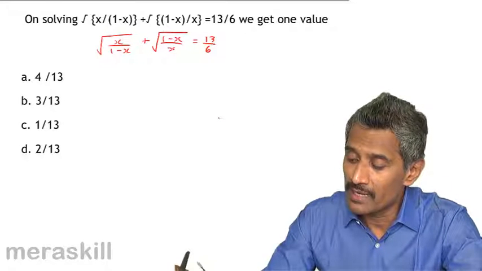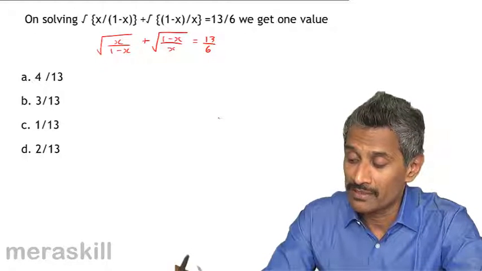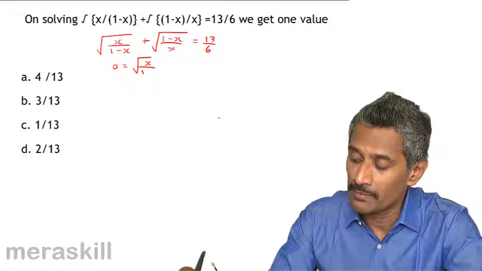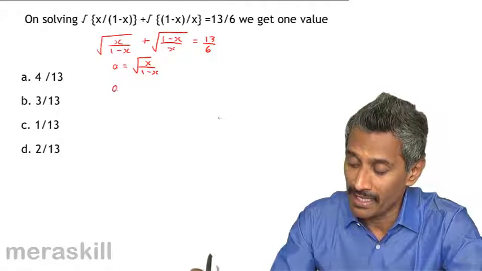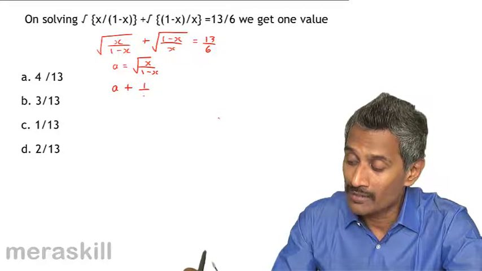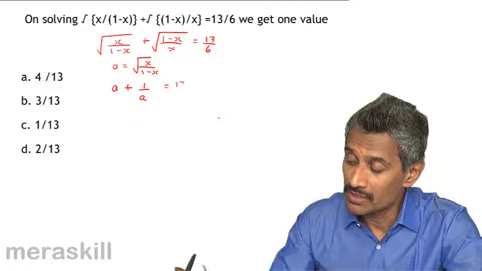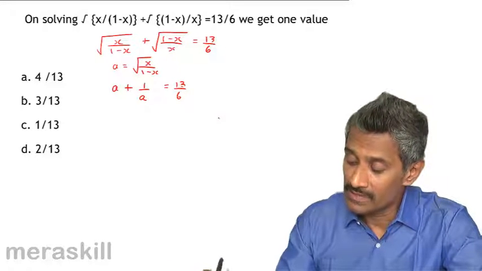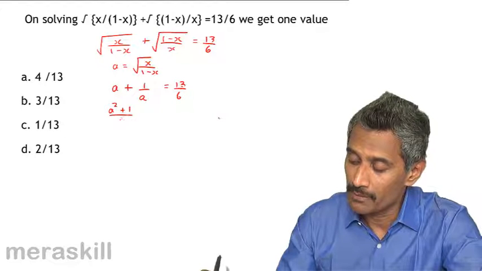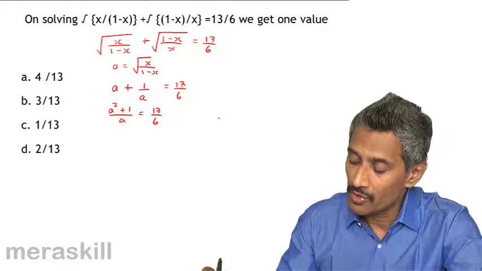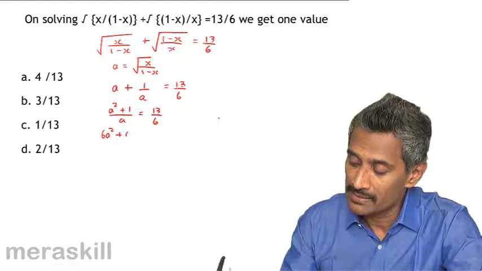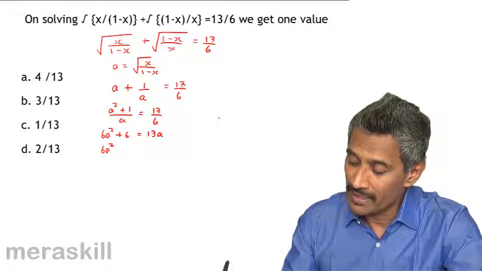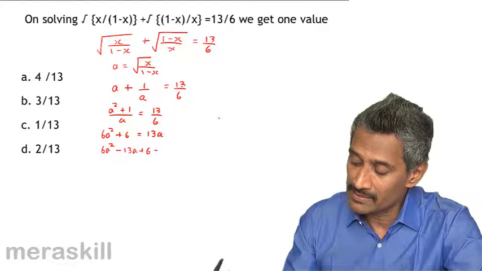If you see, both these are reciprocals of each other, x upon 1 minus x, 1 minus x upon x. So suppose A is taken as root of x upon 1 minus x. Hence this will become A, and this will become 1 upon A, is equal to 13 upon 6. You take LCM, you get A square plus 1 upon A is 13 by 6. Cross multiply, you get 6A square plus 6 is equal to 13A, right? So this becomes 6A square minus 13A plus 6 is 0.